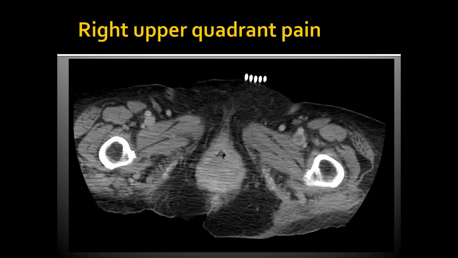This is a CT exam performed in an ER patient with right upper quadrant pain. The interpreting radiologist missed a left common femoral deep vein thrombosis. There were multiple contributing factors for this miss.